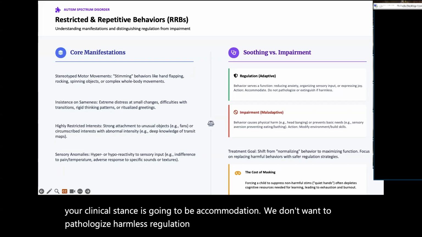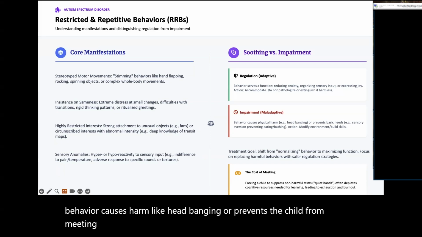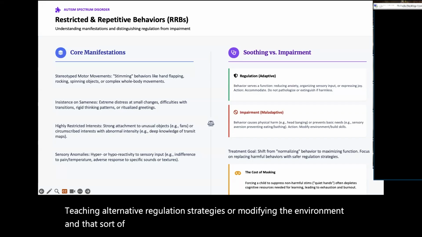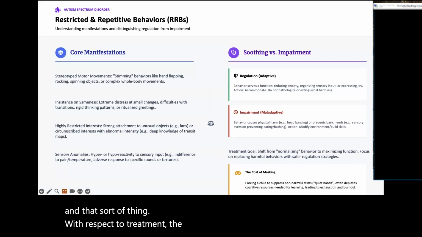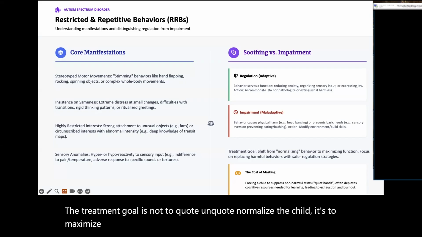But maladaptive impairment, if the behavior causes harm like head banging or prevents the child from meeting basic needs, then you're going to have to intervene. And that may mean reducing sensory load or teaching alternative regulation strategies or modifying the environment and that sort of thing. With respect to treatment, the treatment goal is not to quote unquote normalize the child, it's to maximize their function.